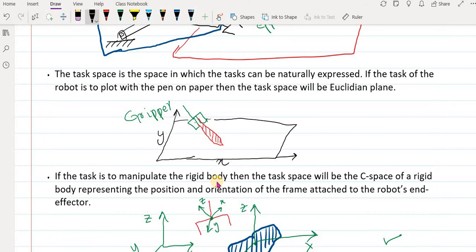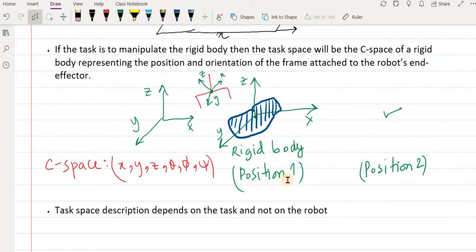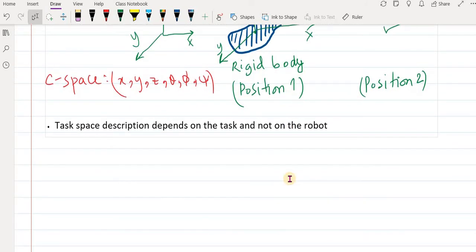Of course, here we also have one frame attached to the gripper, so it can measure the coordinates of where your pen is located. Task space description depends on the task, not on the robot. So it's all about what you're going to perform, and depending on that, your task space will change. If you change the task, your task space is going to change.